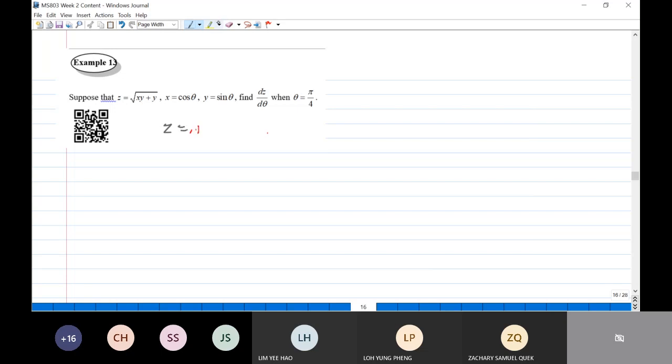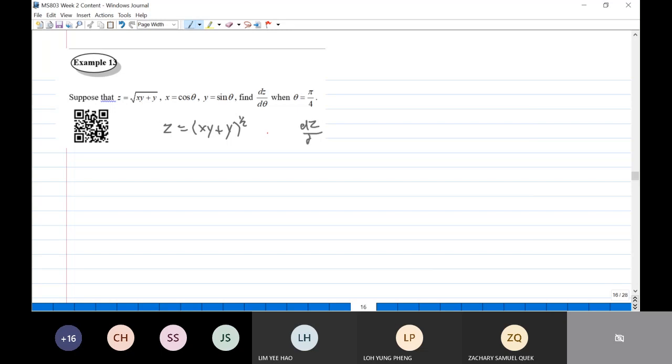Okay, this is a function of x and y now. So this is actually the square root of xy plus y. So xy plus y, square root here. So I need to do something. If I use the chain rule, z depends on theta now.